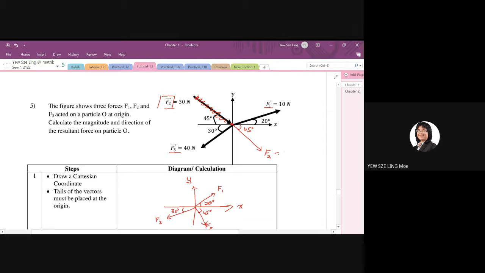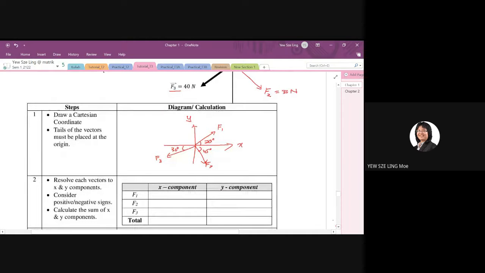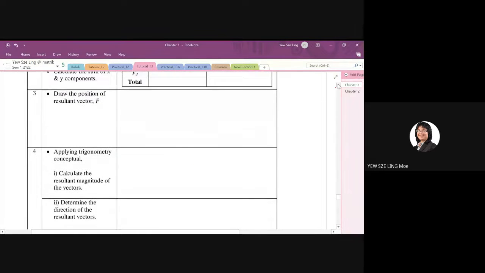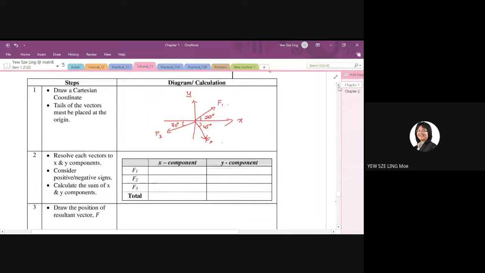So now your F2, 30 Newton, is in the fourth quadrant. It is very important, because if you have the vector in the wrong quadrant, then you are going to have a wrong sign in your calculations. So you have X and Y now. So F1, F2, F3. So what are you going to do next? You are just going to resolve it.